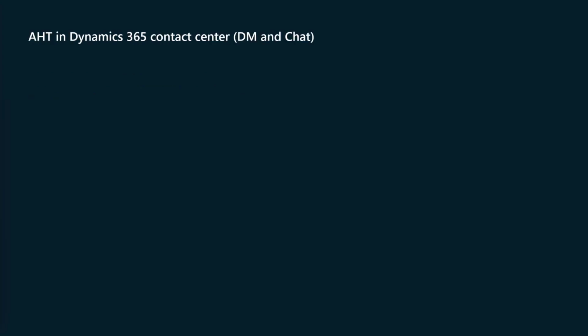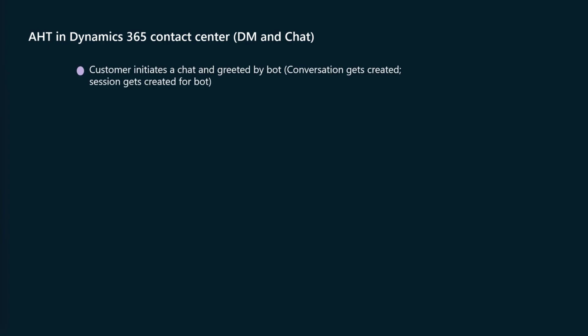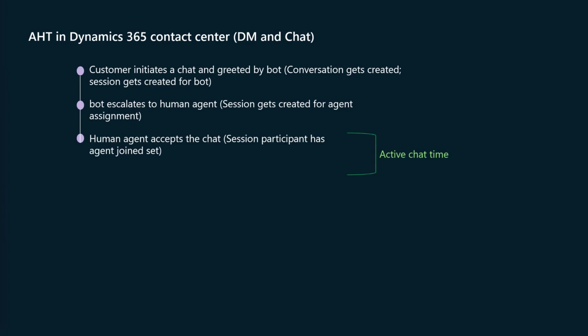Let's see how this is calculated in Dynamics 365 Contact Center for chat by looking at a scenario in a timeline view. When a customer reaches out to support, they are first greeted by a bot. If the bot cannot resolve the issue, it escalates the chat to a human agent. Active chat time starts when the human agent accepts the chat and joins the conversation.